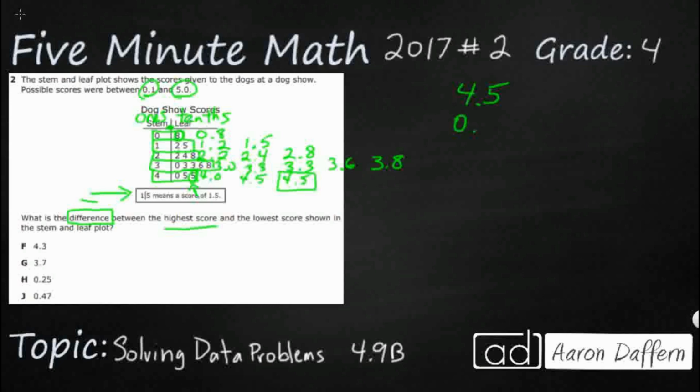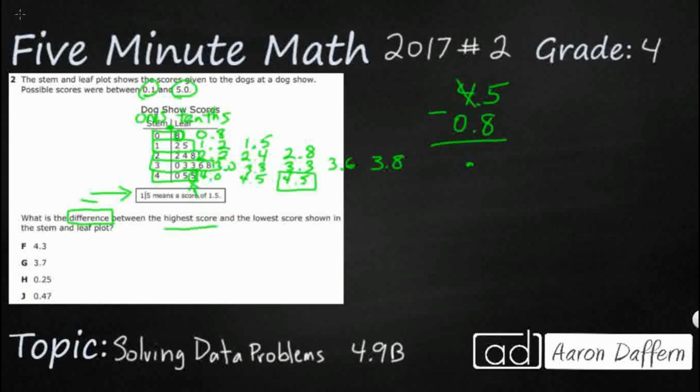And once we've interpreted that, that's a simple subtraction problem. We make sure we line up our decimals. But obviously, we had to get that off the stem and leaf plot. And so if we didn't know how to do that, we would be kind of in trouble. But we do know how to do that.